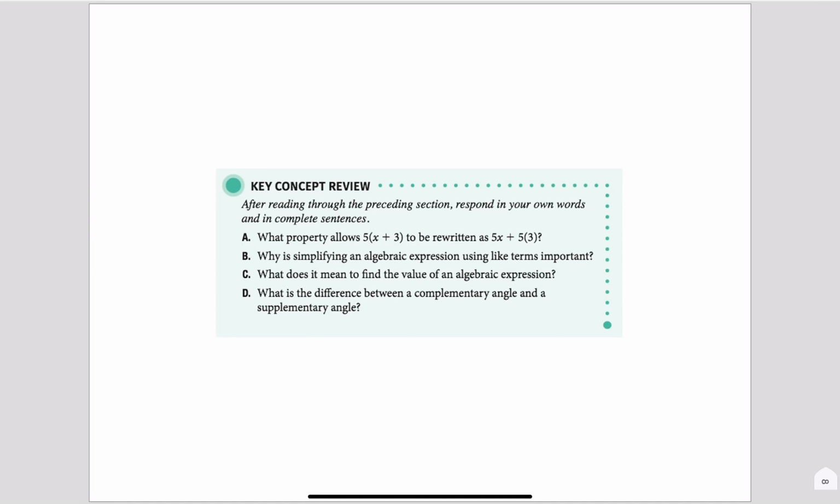What property allows 5 times the quantity x plus 3 to be written as 5x plus 5 times 3? The distributive property is what allows us to do this.